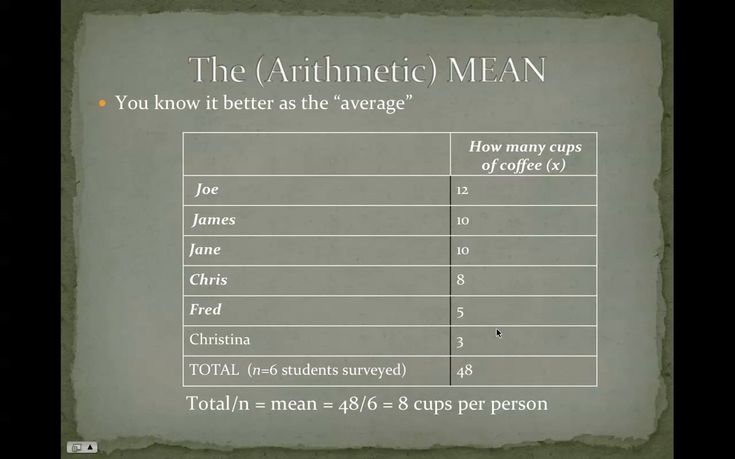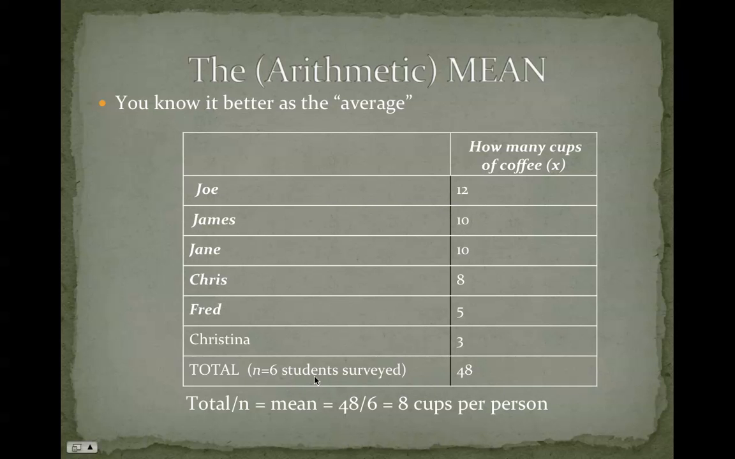Okay? So there's a couple of things I want to point out to you right now, and that's that the variables in statistics are often assigned a letter value so that we can quickly refer to them, and it also just makes it sound smart. So the number of cups of coffee, or how many cups of coffee, in this case I've assigned the value x. X will often be used in statistics describing the value of one variable. So here we have the number of cups of coffee, which is x. So Joe's x is 12, James's x is 10, and so on.